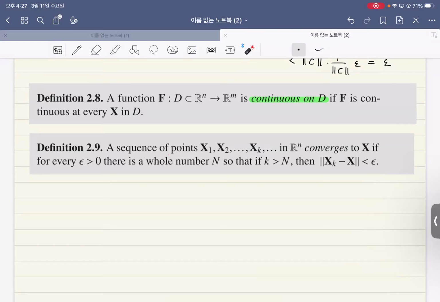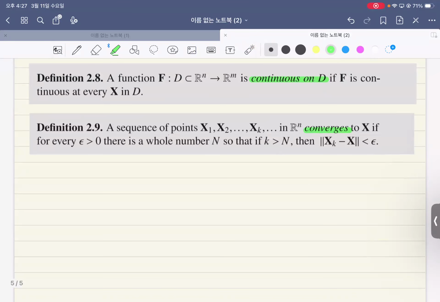So this definition is also very similar to the convergence of the sequence in freshman calculus, right? Okay, yeah. So this is the definition of convergence of the sequence. Convergence of the vector sequence.